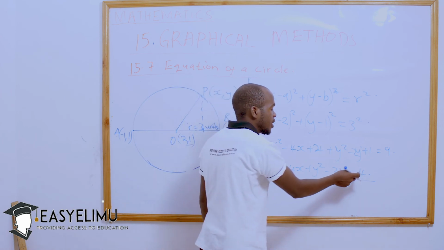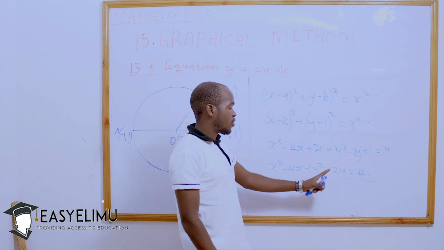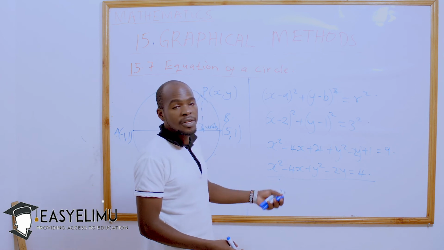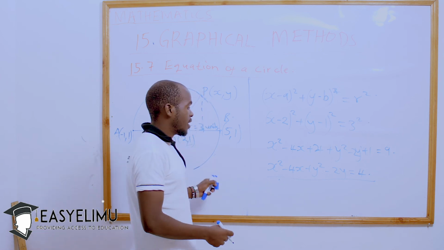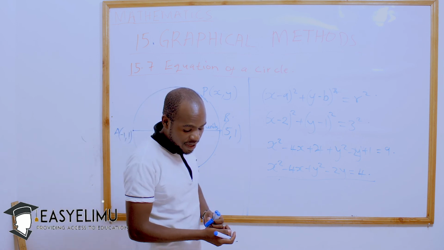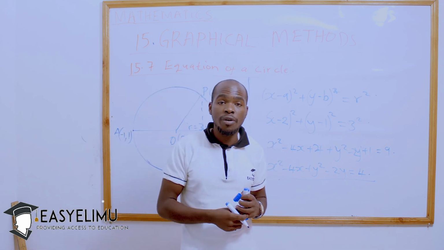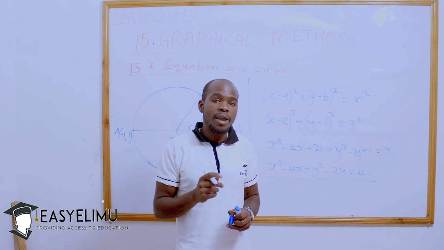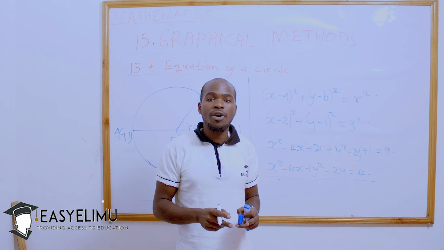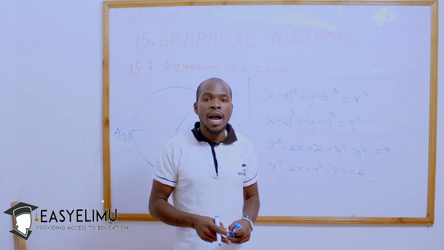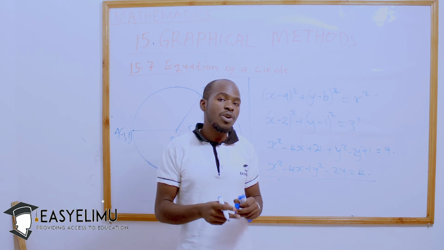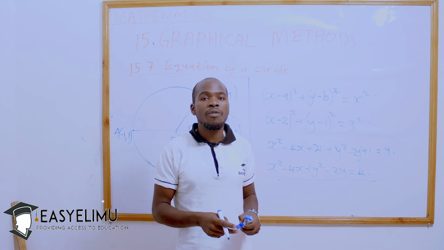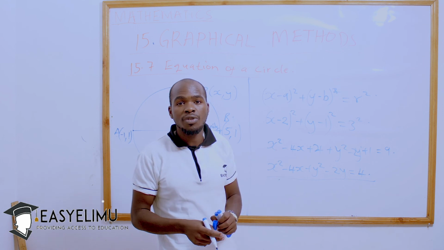You may decide to bring this side to the left hand side to have subtract 4 equals to 0, or leave it that way. That is the equation of that given circle. So that is how we find, in case you have been given the coordinates of the diameter of that circle. You first find the midpoint, that is the center of the circle. After that you find the radius, and then you introduce another point with the x and y coordinate. From there, you find the equation of the circle using that.